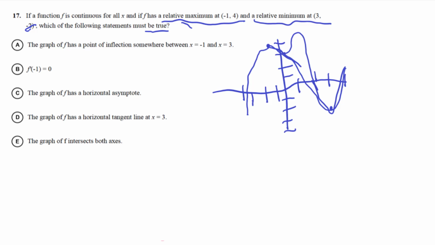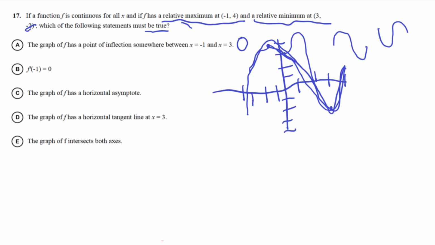A point of inflection is where the concavity changes. It goes either from concave down, like this, to concave up, or concave up to concave down. We can see that this happens in our one example. We can see this right here. So this could be a possible answer.